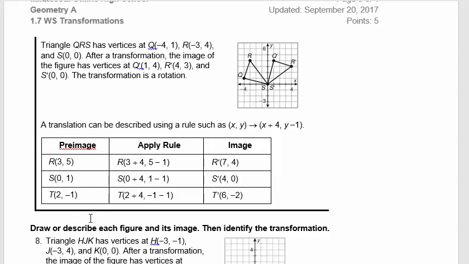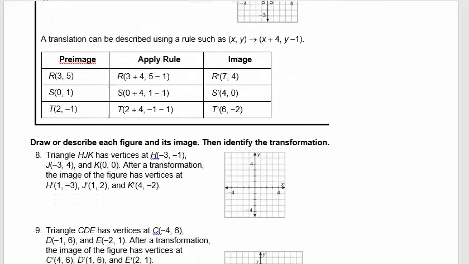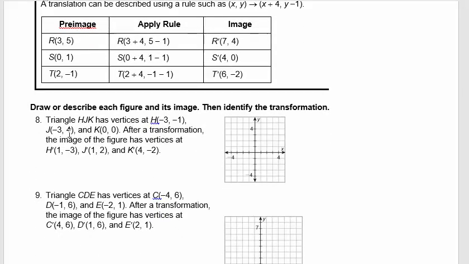Here's the rule for a translation. If you are going to move your point to the right 4, you would add 4, and if you're going down 1, you would subtract 1. From each x coordinate, you do that, and for each y coordinate. Let's look at this one. Triangle HJK has vertices, and then they give us the points. After a transformation, the image of the figure has different vertices. So your job is to draw or describe each figure and its image, and then identify the transformation.